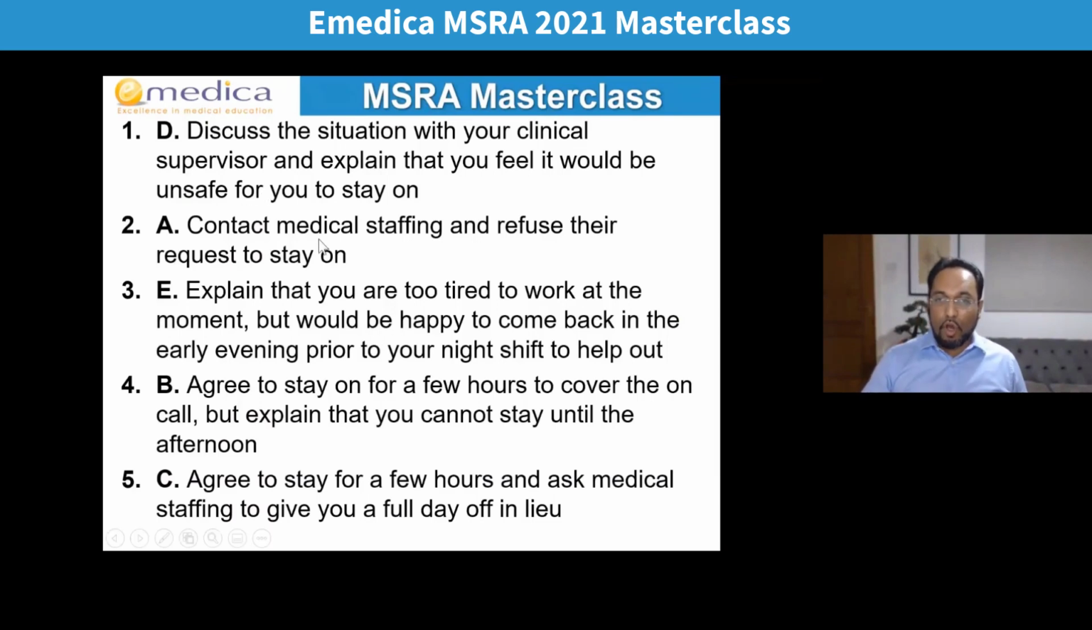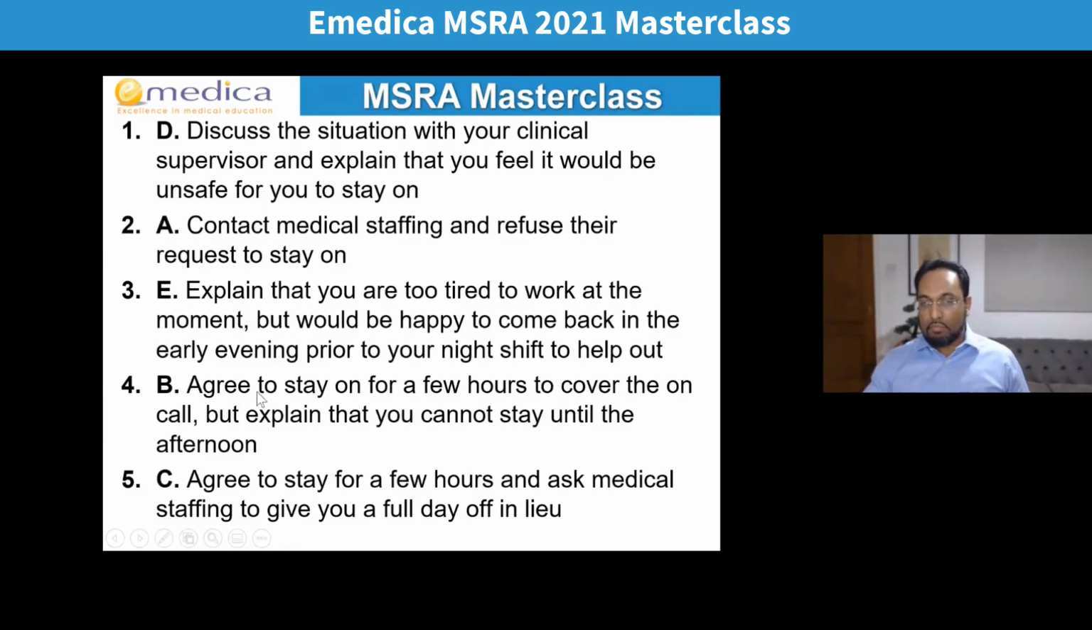If you look at option A, it's the next best option, in that if this is all you do, at least they know you're not going to do it, and therefore they can try to find someone else, or let the boss know we have no cover. But what it's not doing is dealing with the fact that they've asked you in the first place, which D is. Now I'm going to leave E because quite a lot of you might have put E higher up.